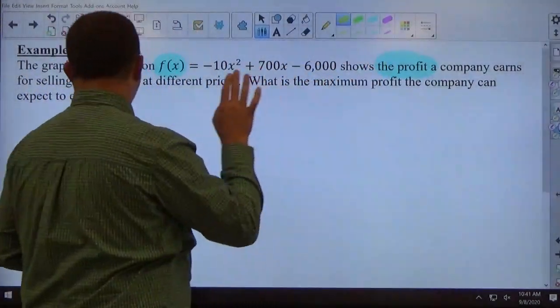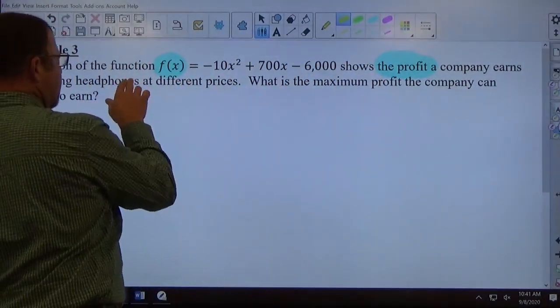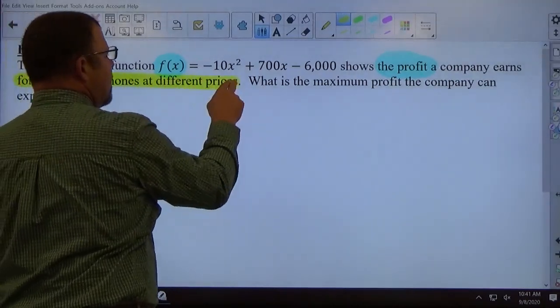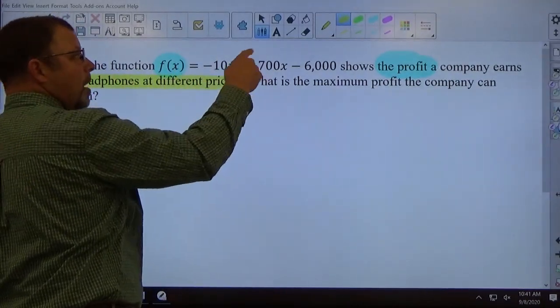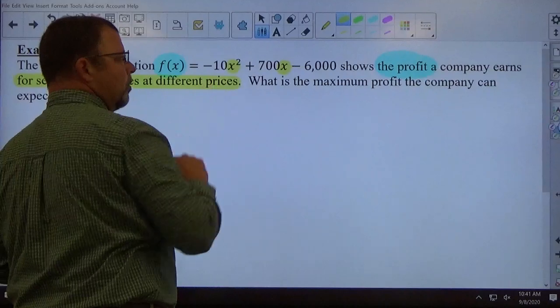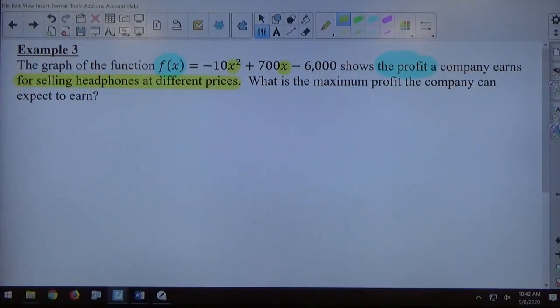And then it says for different prices, selling headphones at different prices. That implies if f of x is the profit, then x must be the different price we're going to be selling at. So the x value of the ordered pair we get represents the price of the headphones, and the f of x, the y value, represents the profit the company earns.